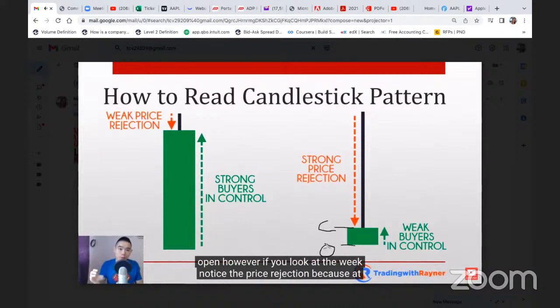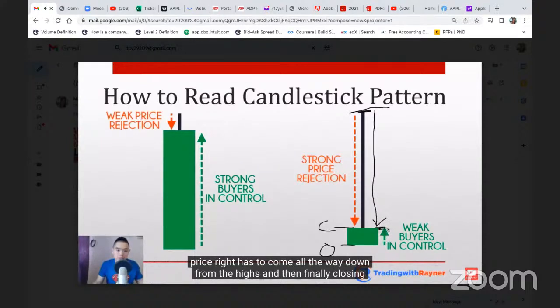However, if you look at the wick, notice the price rejection, because at one point in time, the highs of the session is over here at this point. And the only way for the price to actually close at this level is that the price has to come all the way down from the highs, and then finally closing at this level. So what does this tell you?